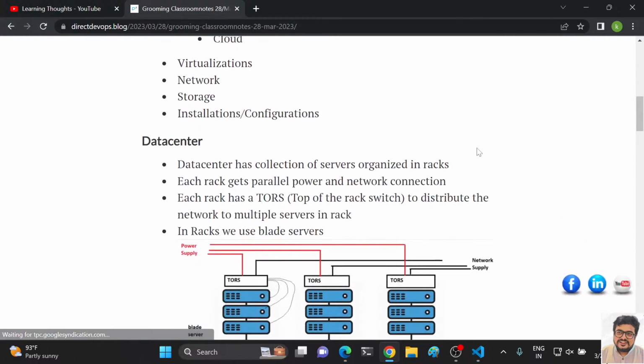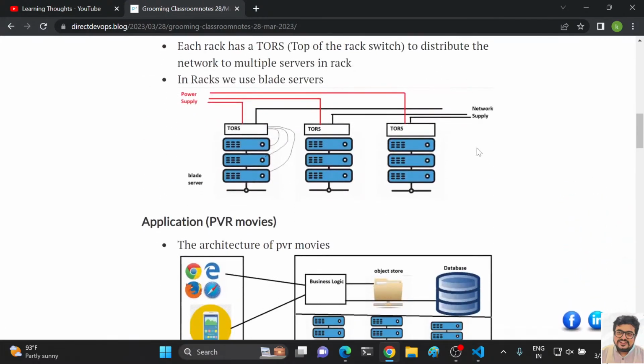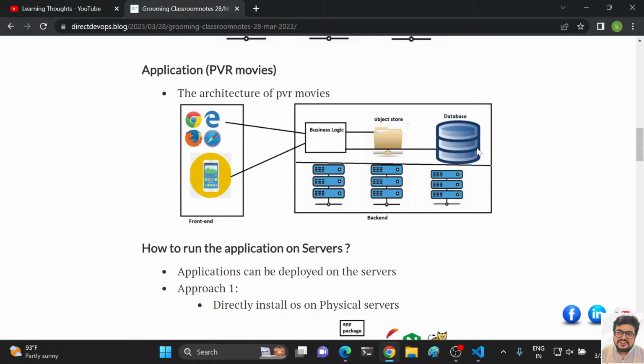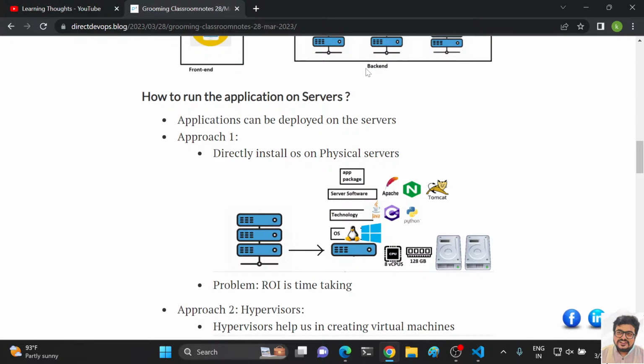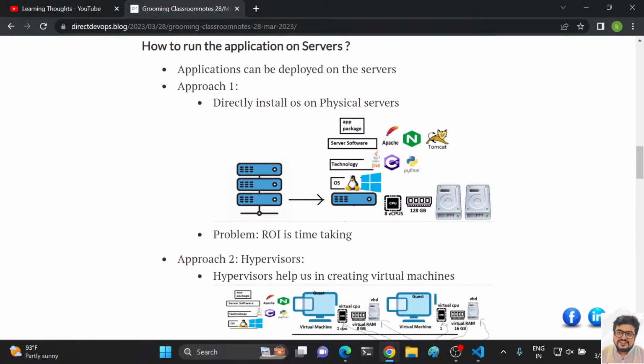We discussed a little bit about our roles and responsibilities, and then we tried to understand what a rack is. We looked at an approximate view of what PVR movies would look like, and based on that we spoke about 2 different approaches. One was directly installing the application on a physical server. The second one was installing it on virtual machines using software called a Hypervisor. Okay, right.